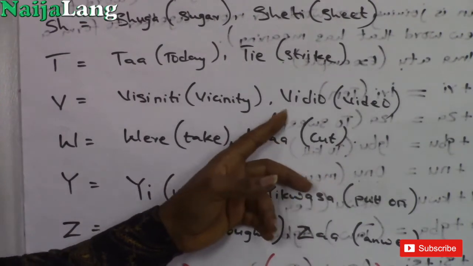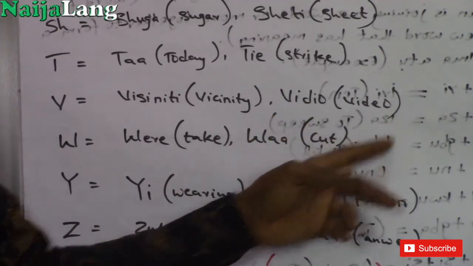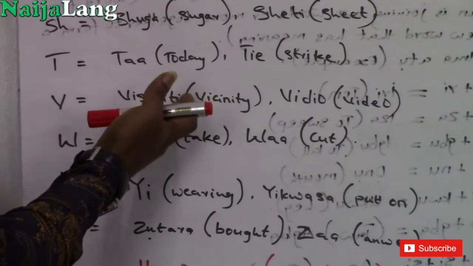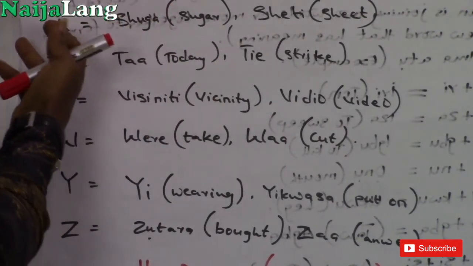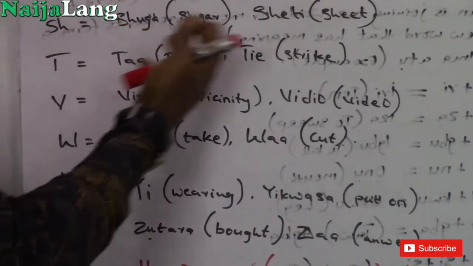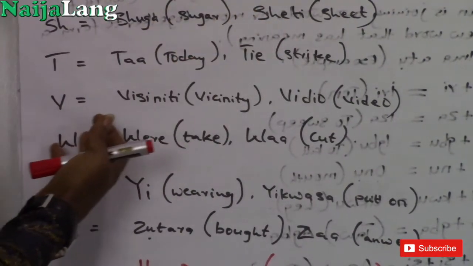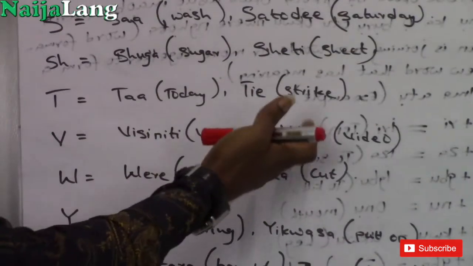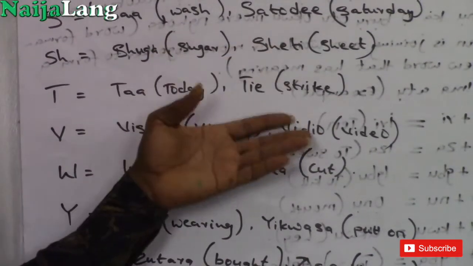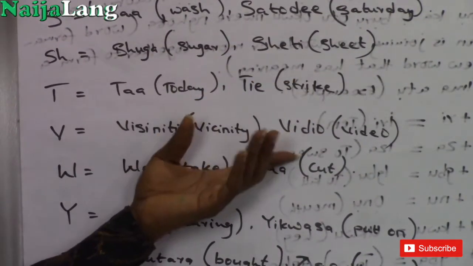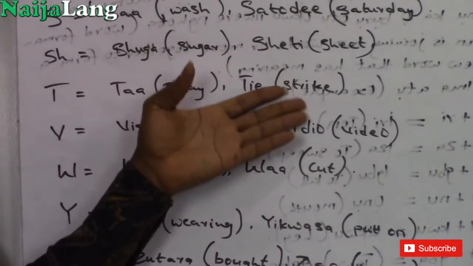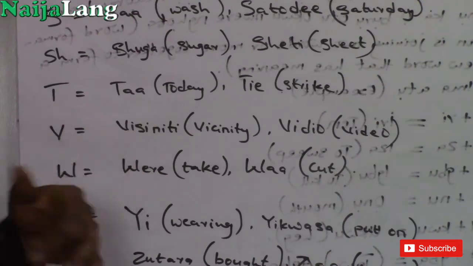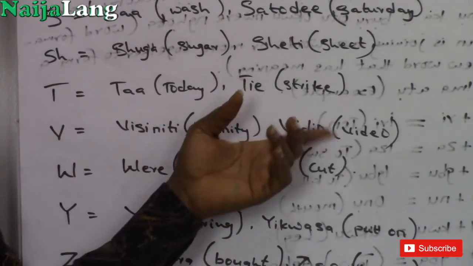Video means video. Some of these words, like the words we have in sugar, shirt, vicinity, video, these words are borrowed. There is no word in Igbo like shirt. They are all borrowed. That is why it sounds alike with the English meaning.